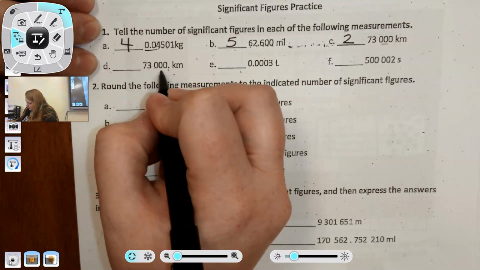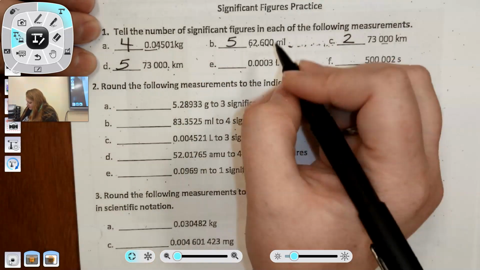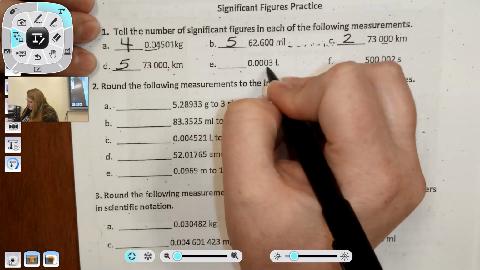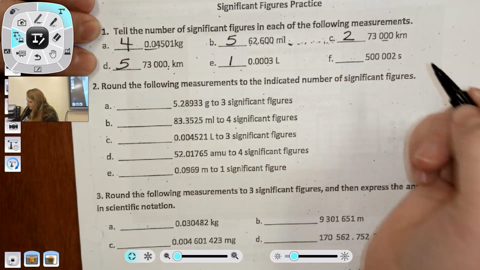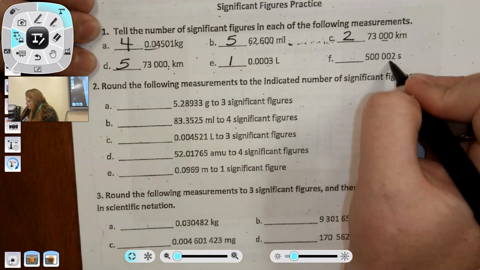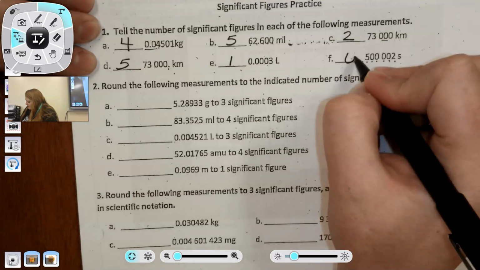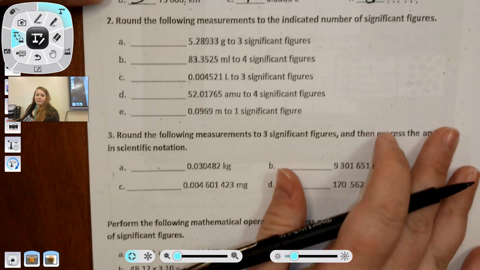Here there is a decimal, so these trailing zeros are important. There's 5 total sig figs. Leading zeros are never important, so there's 1 sig fig in that number. All of these are sandwich zeros, so there's 1, 2, 3, 4, 5, 6 sig figs.